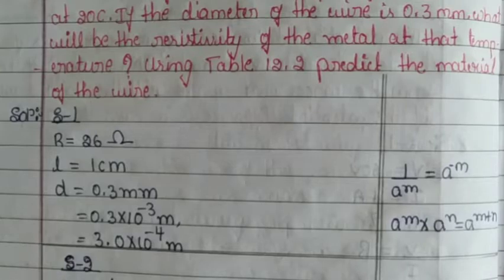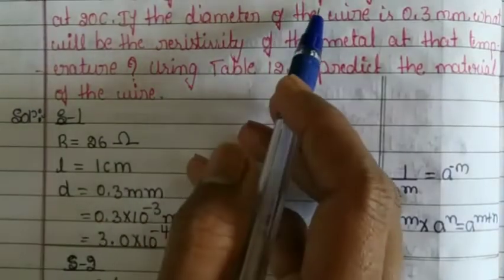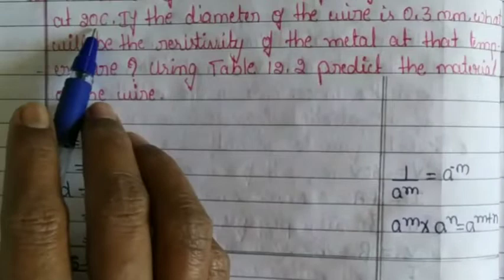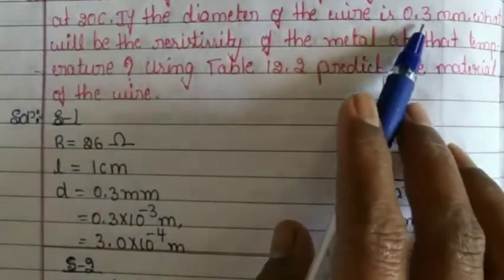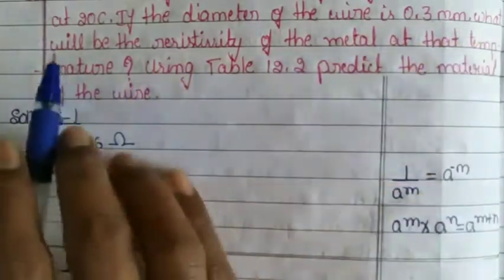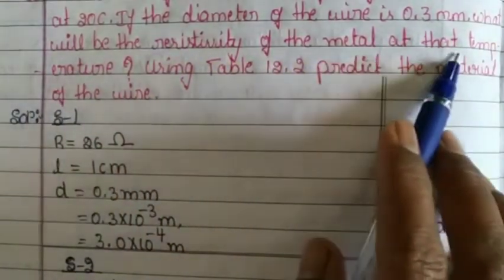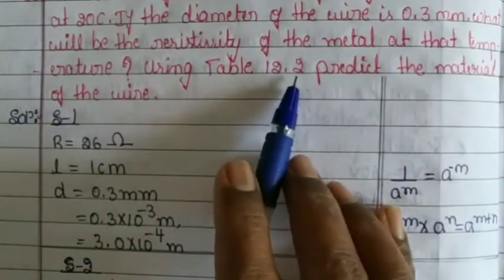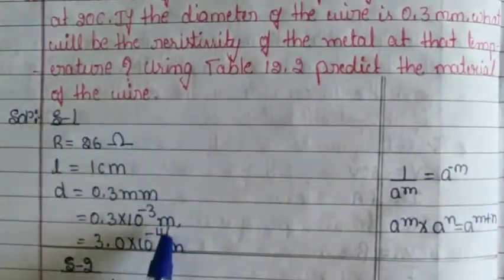Now come to example 12.5 problem. In this problem, the resistance of a metal wire of length 1 meter is 26 ohm at 20 degrees Celsius. If the diameter of the wire is 0.3 millimeter, what will be the resistivity of the metal at that temperature? Using Table 12.2, predict the material of the wire.